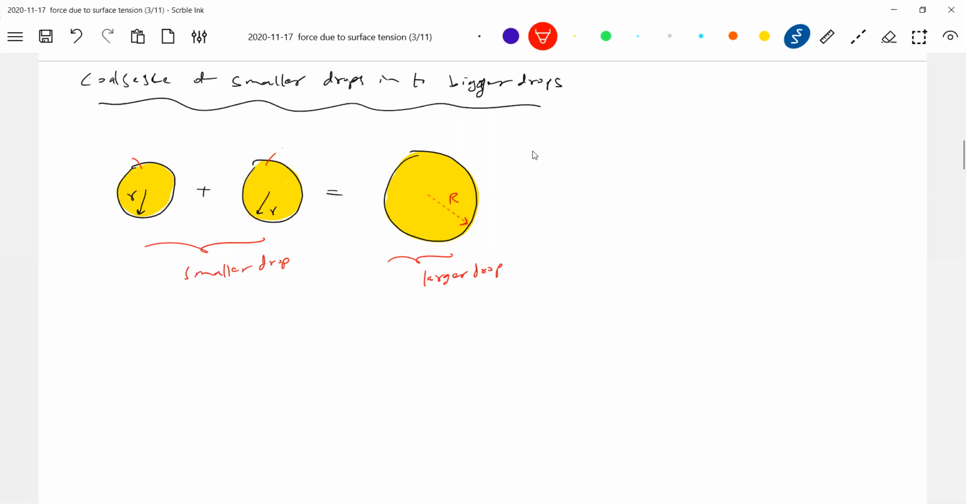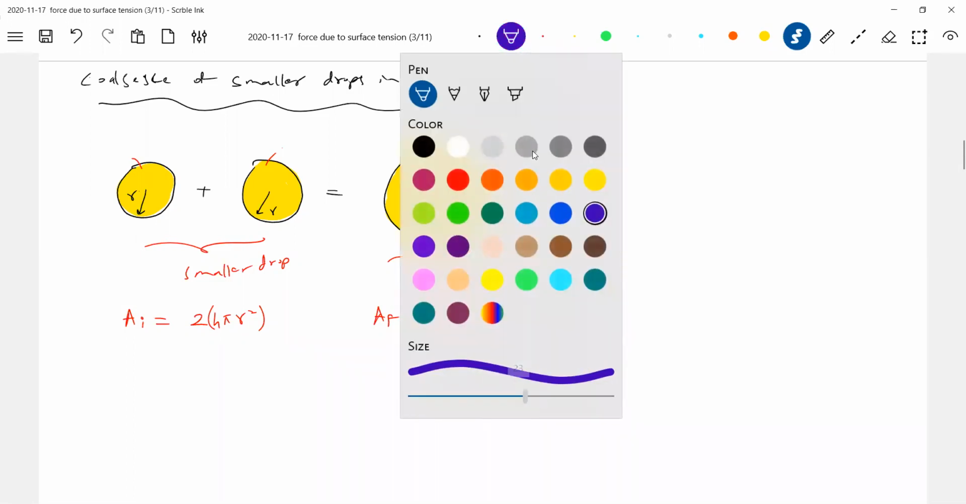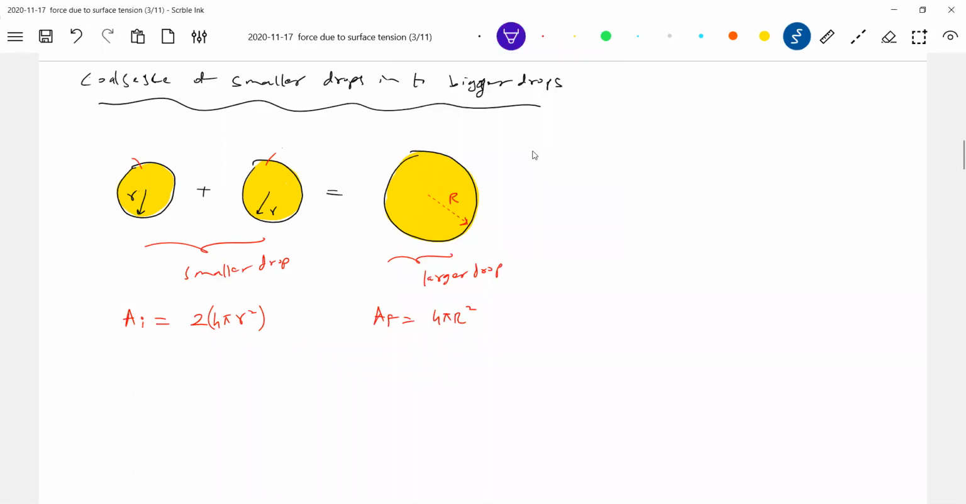Okay, let's calculate the initial surface area. AI should be equal to how much? 2 into 4 pi r square. Do you agree? Final surface area, 4 pi R square. This much is what we have. Now, can you say anything about the overall mass? Mass should be considered, no? So initial mass should be equal to final mass. Nothing will happen to mass, no?